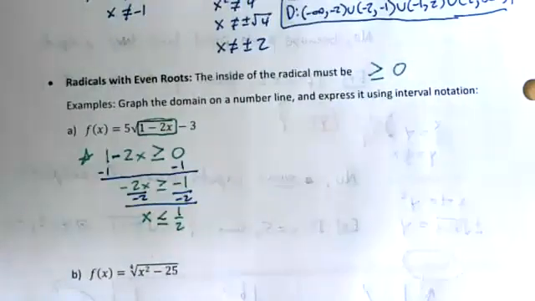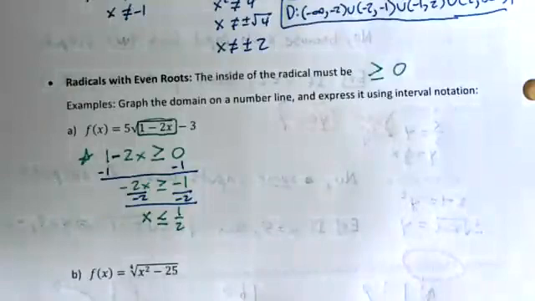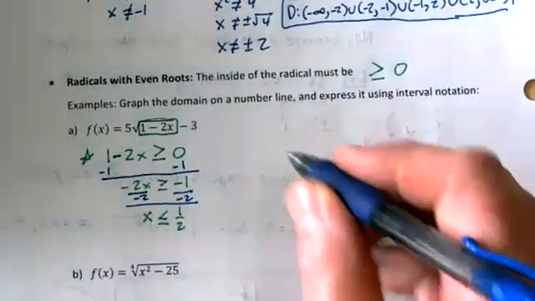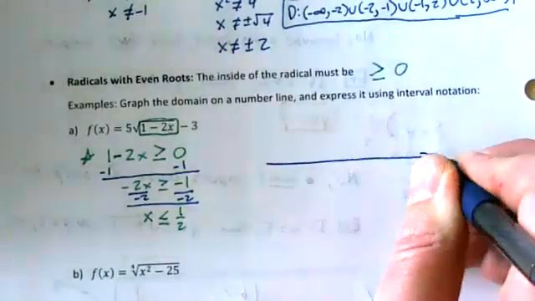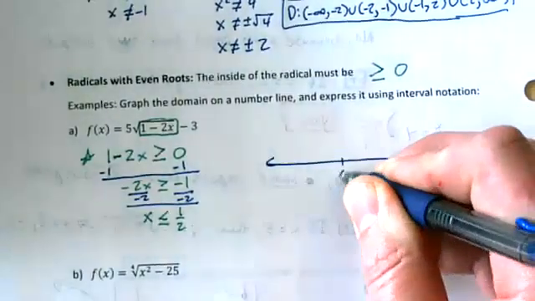Okay, big picture, what does that mean? That means as long as x is less than or equal to 1/2, then what? The function's going to work. We're going to be just fine. Let's go ahead and graph this to make it a little bit easier to put into interval notation, and then we'll be done with this one.